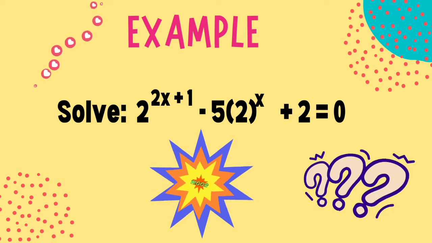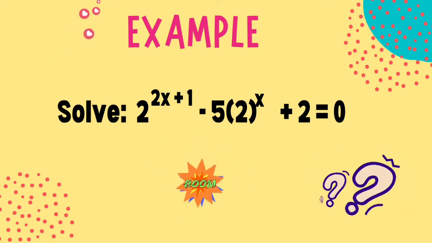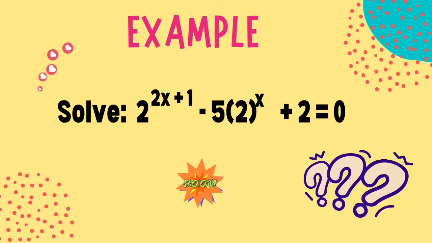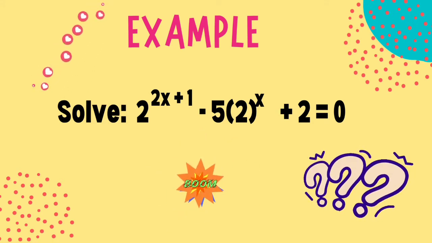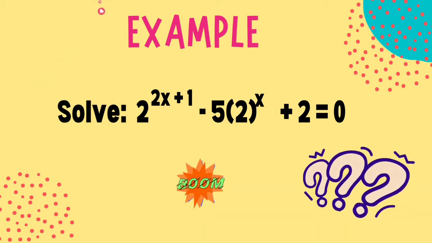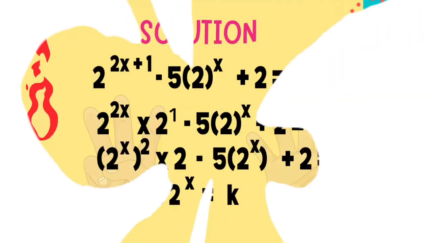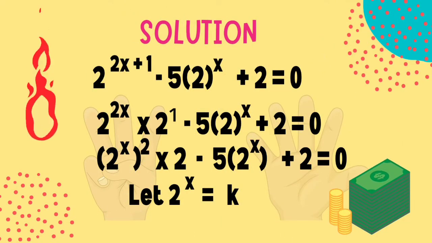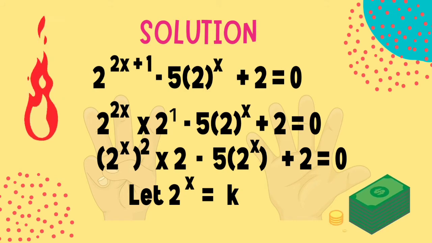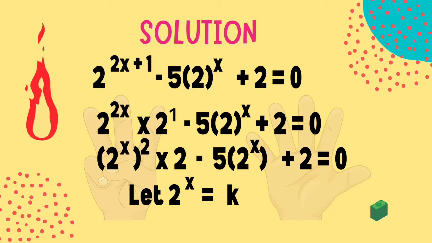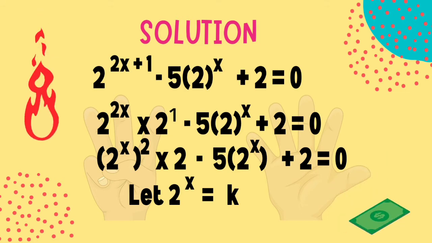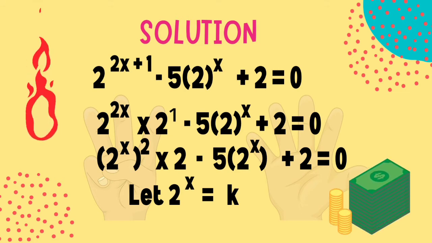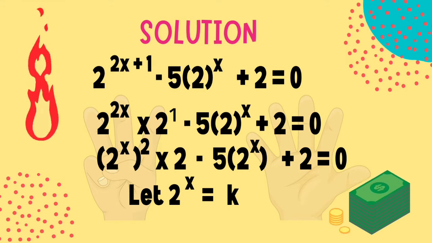From the laws of indices, using the law of multiplication, 2 raised to power 2x plus 1 is equal to 2 raised to power 2x times 2 raised to power 1. And so you have 2 raised to power 2x times 2 raised to power 1 minus 5 bracket 2 raised to power x plus 2 being equal to 0. You can as well separate 2 and x with the bracket sign.